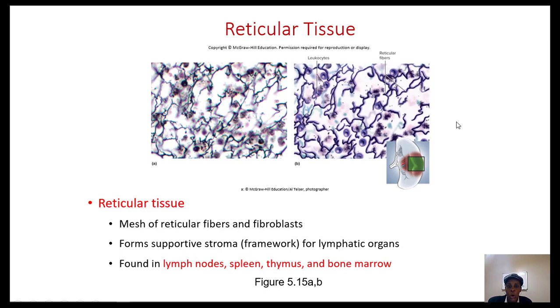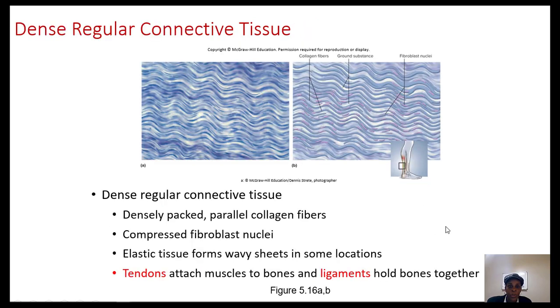Reticular tissues are also connective. Why? Because you have cells, fibers, and ground substance. If it were epithelial, you would see cells next to each other. That's why you know reticular is connective tissue. Where do you find them? For example, the spleen or the lymph node, reticular tissue.